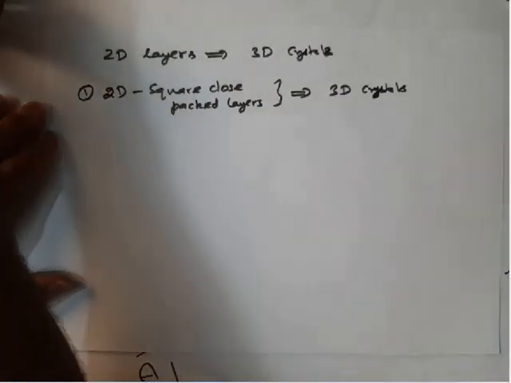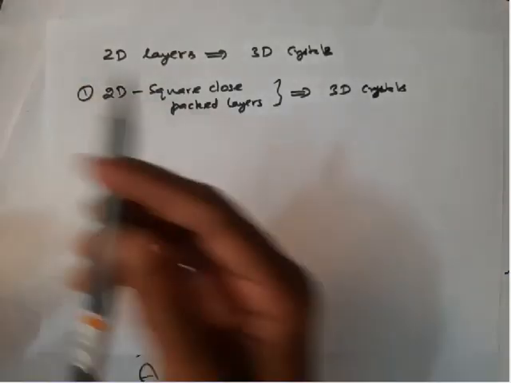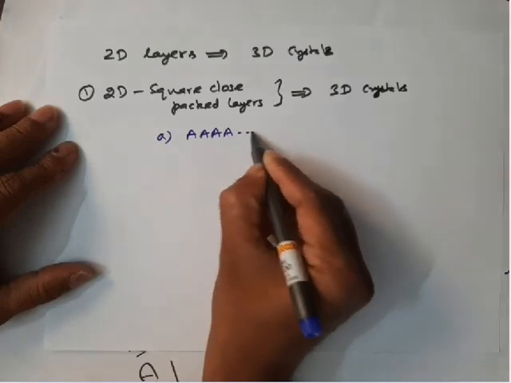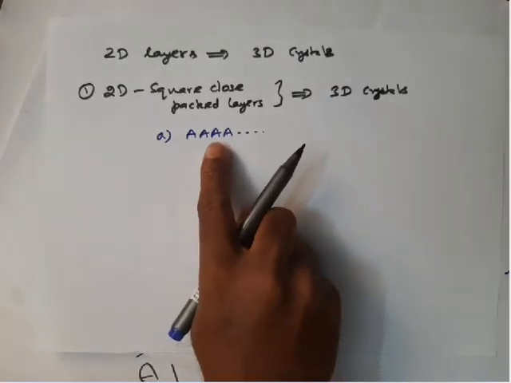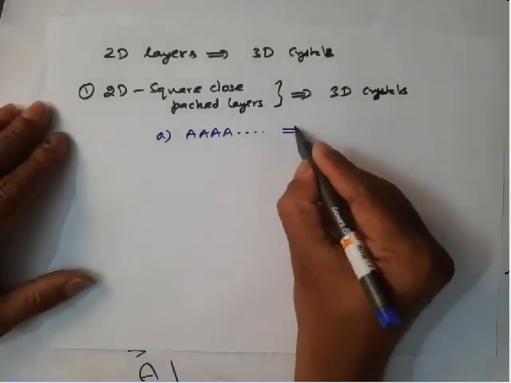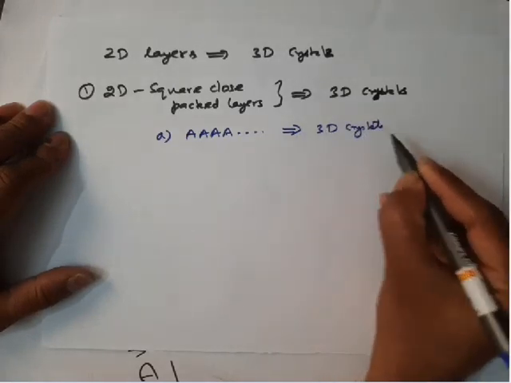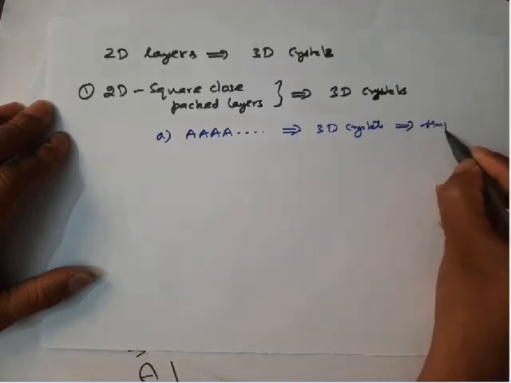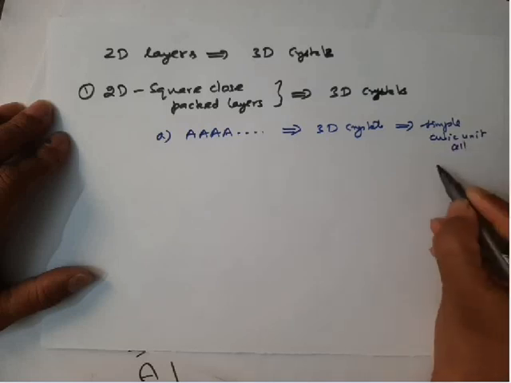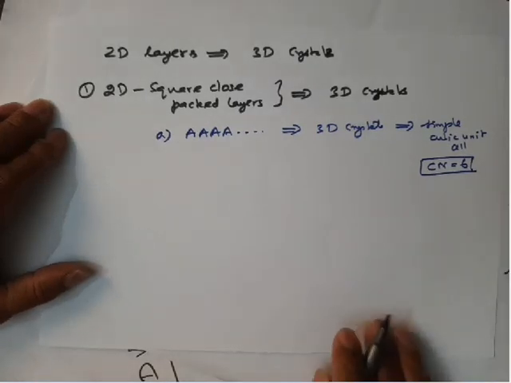In this, if you arrange the layers as AAAA type, which means one layer atom should coincide with the other layer atoms, that leads to a 3D crystal, right? You will get a 3D crystal which consists of simple cubic unit cell, and the coordination number here is 6. You will get a simple cubic crystal and coordination number is 6.